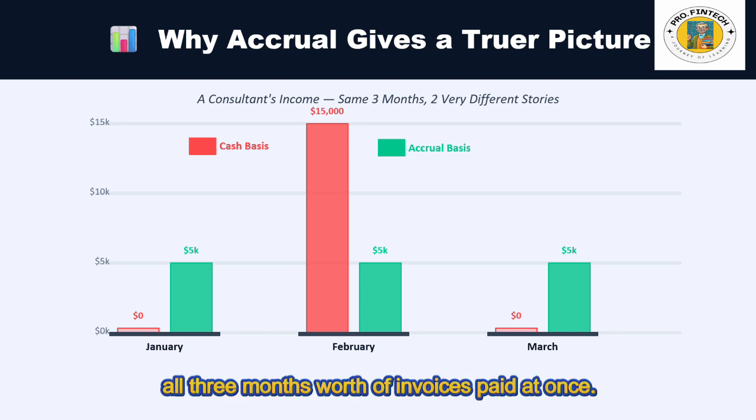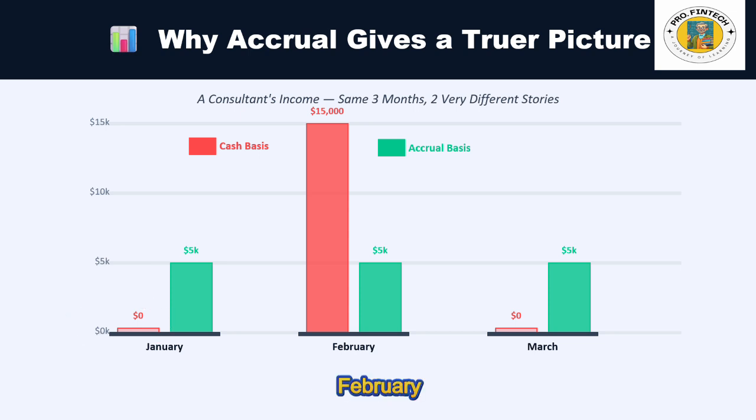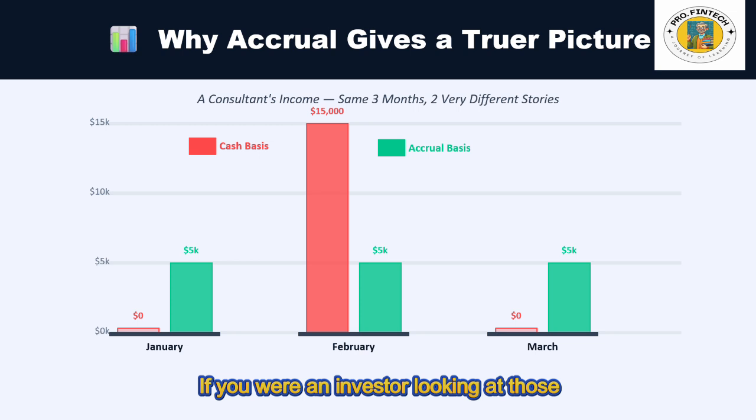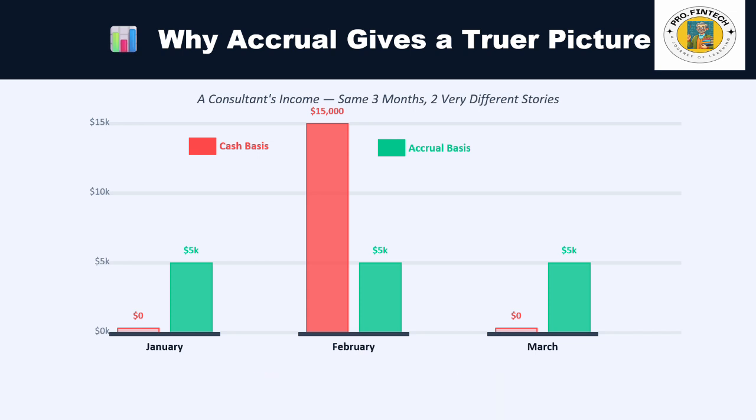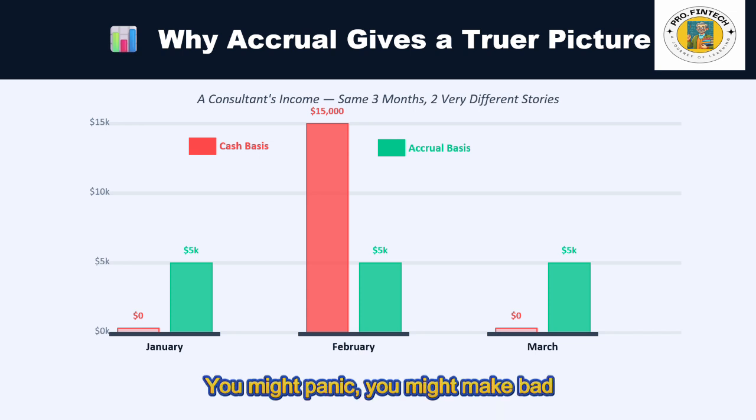All 3 months worth of invoices paid at once. Look at the cash basis bars on a screen. January, zero. February, $15,000. March, zero. If you were an investor looking at those numbers, what would you think? You would think February was a great month and the other two were disasters. You might panic, you might make bad decisions.